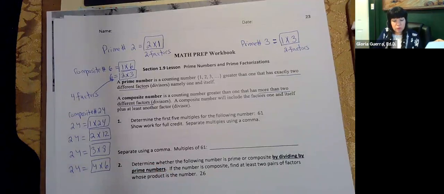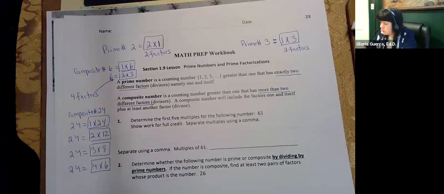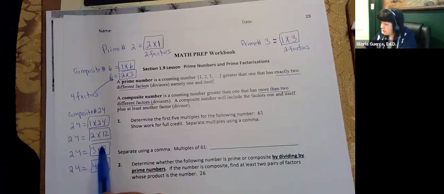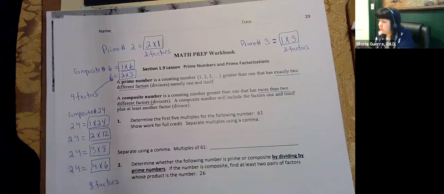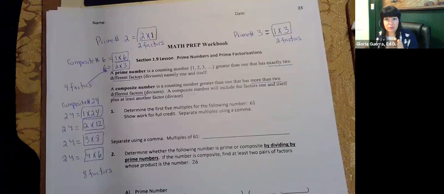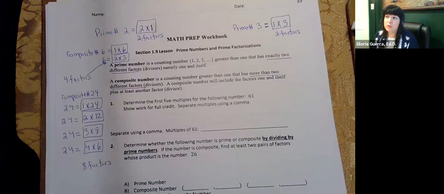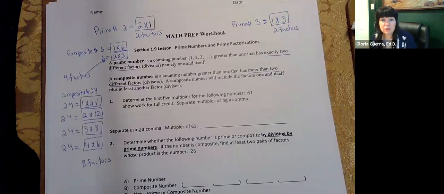So 24 is a good example. It has a lot of different factors. If I count them, 1, 2, 3, 4, 5, 6, 7, 8. This one has 8 different factors. Sometimes they repeat, right? Sometimes they repeat, like 9.